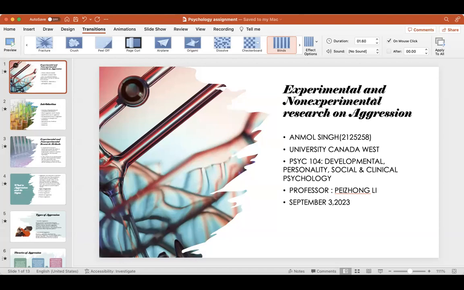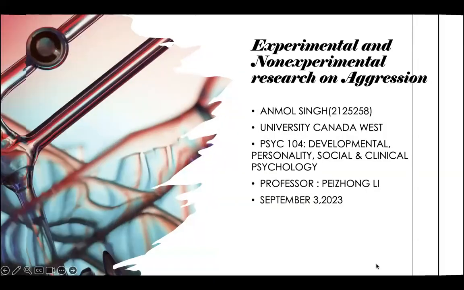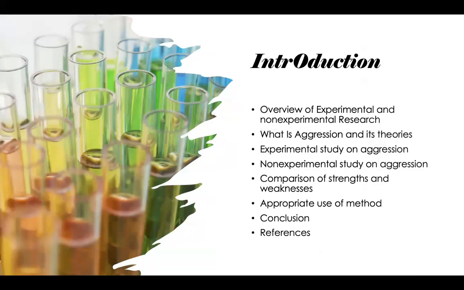And my topic for the presentation is experimental and non-experimental research on aggression. Introduction. In my presentation, I will give an overview of experimental and non-experimental research. After that, I will explain what aggression is and its theories. After that, I will explain experimental study on aggression, then non-experimental study on aggression, comparison of strengths and weaknesses, appropriate use of method, and conclusion. At the end, I will give my references.